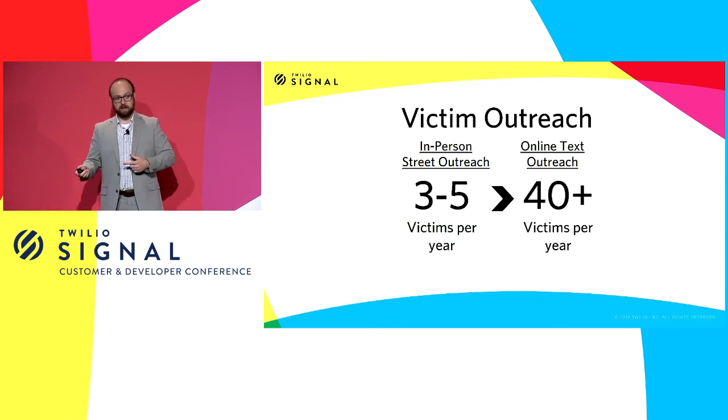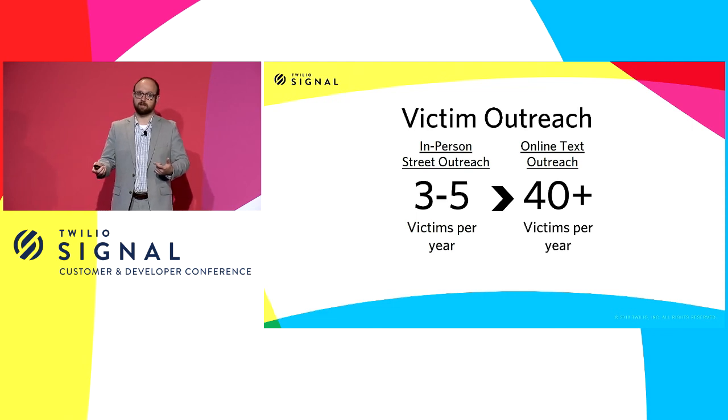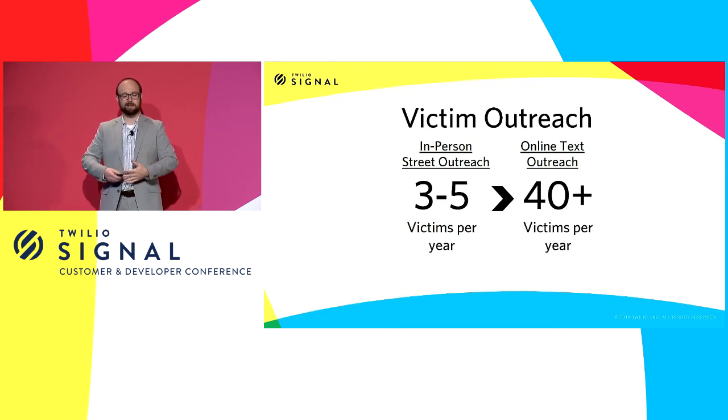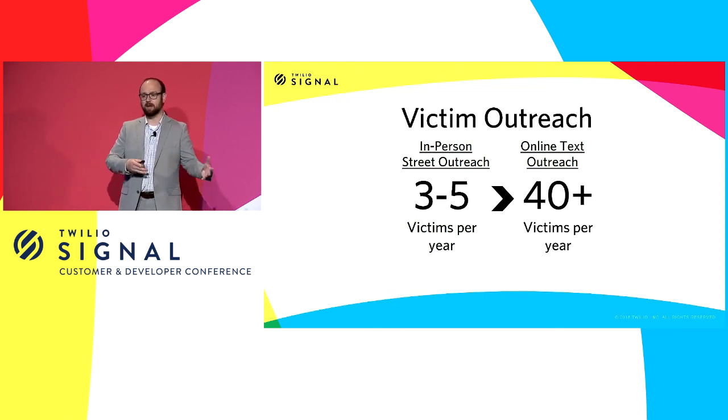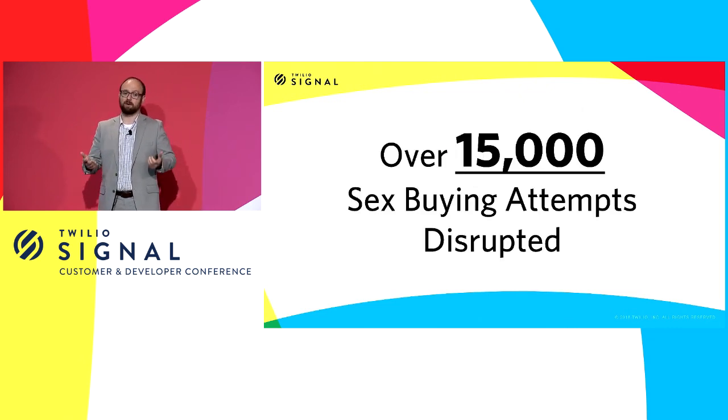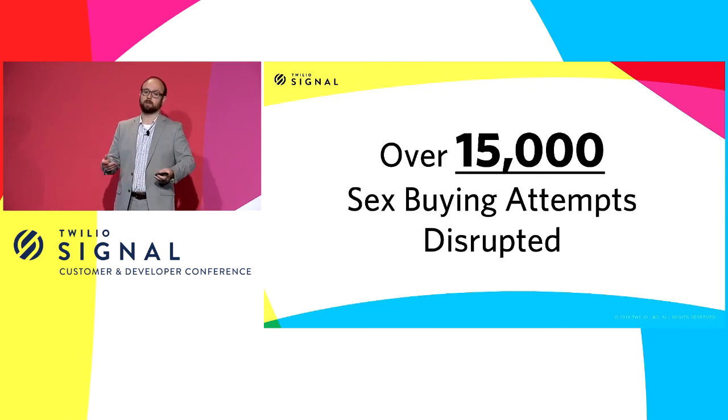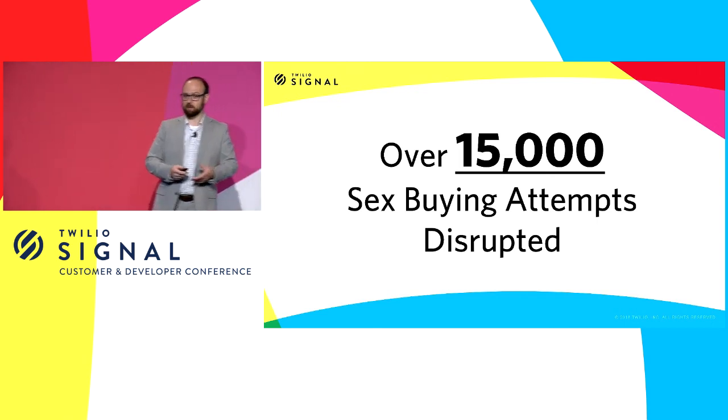Now, on the flip side, we want to disrupt those buyers. And some folks were like, your bots, I don't know if they're going to be able to go to scale. I don't know if people are going to not know that it's a bot, if it'll go all the way through the conversation. But to date, we've had over 15,000 attempts to buy sex from a potential trafficking victim disrupted. So that's another thing that we're really, really proud of.